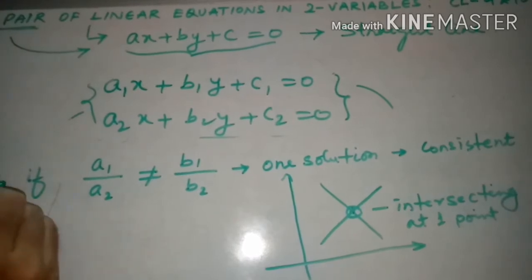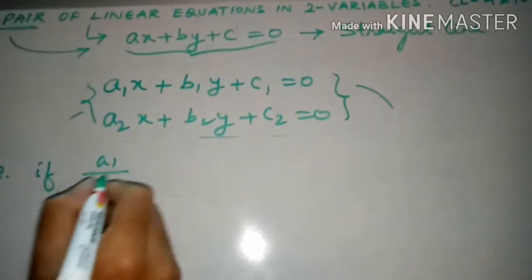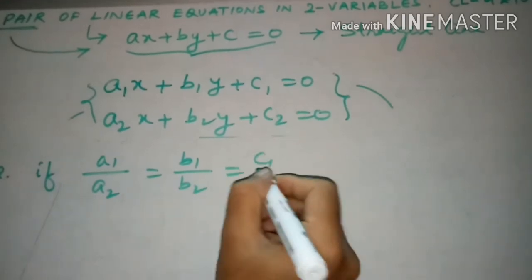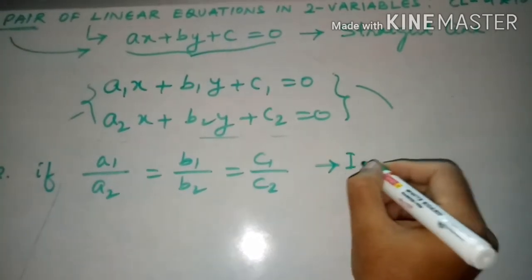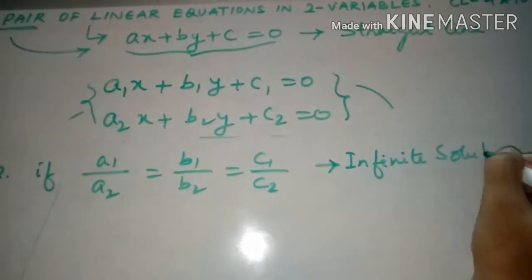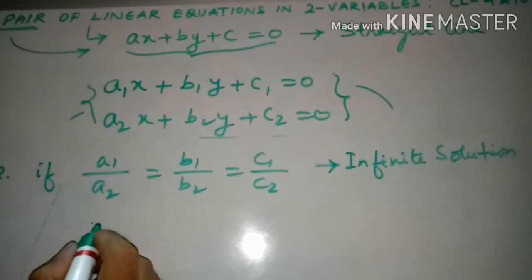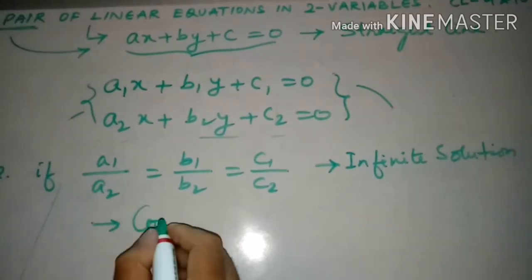Now the second condition is if A1 by A2 is equal to B1 by B2 is equal to C1 by C2. That time what will happen now? We'll have infinite solutions. Okay, if it has infinite solutions, what do we call it now? I told you, when there is a solution, whether one solution or infinite solutions, we call it consistent.